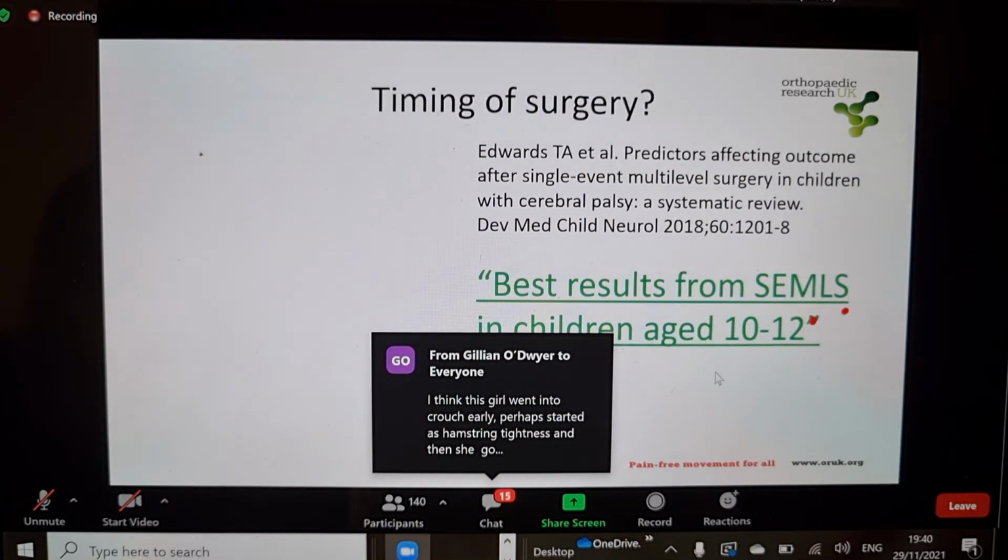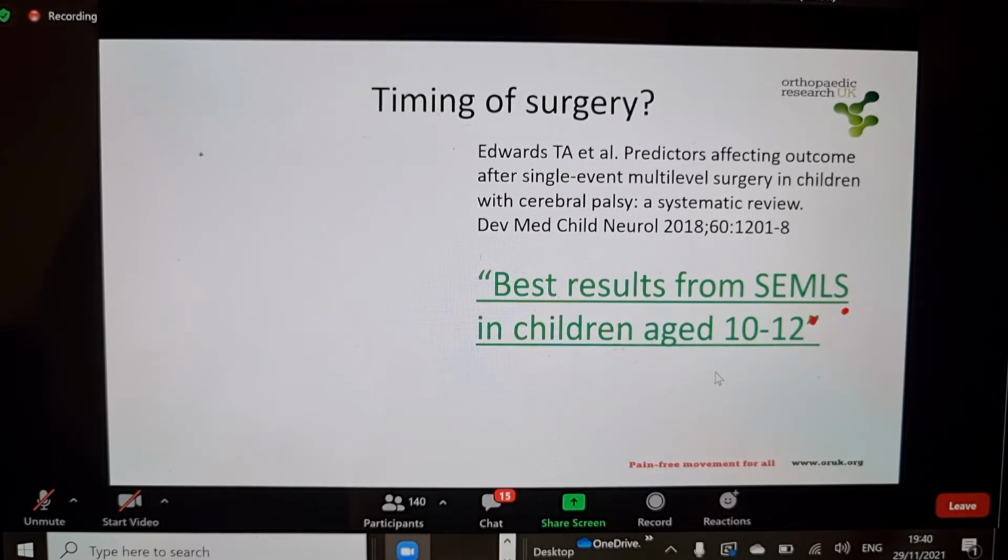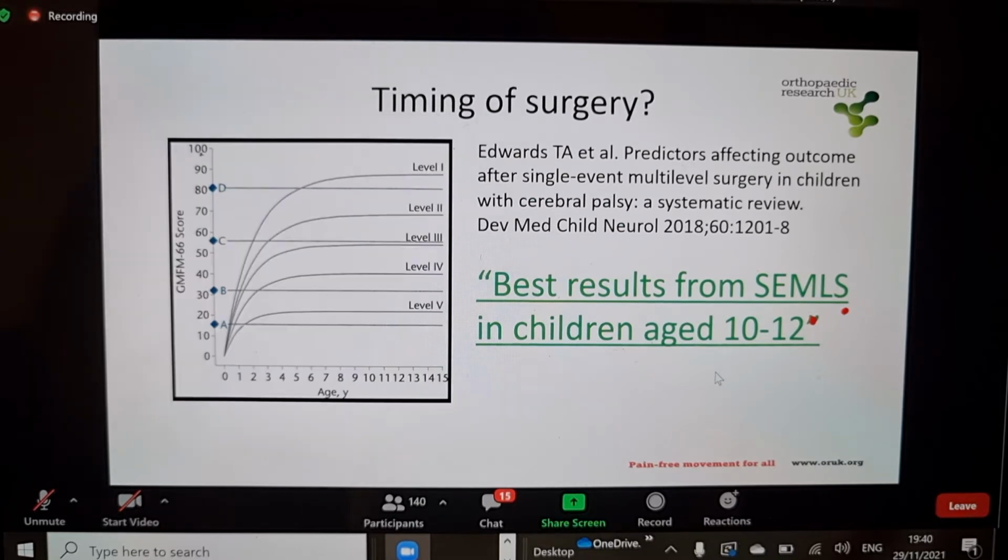What about the timing of surgery? So when should you do this? Well, there was a systematic review produced by the Oxford Group in 2018 about this. They looked at all the different possible predictors of outcome of multi-level surgery. So GMFCS level, gender, topographical distribution, and so on. And they found that age was important, and that the age of 10 to 12 was when they got the best results.